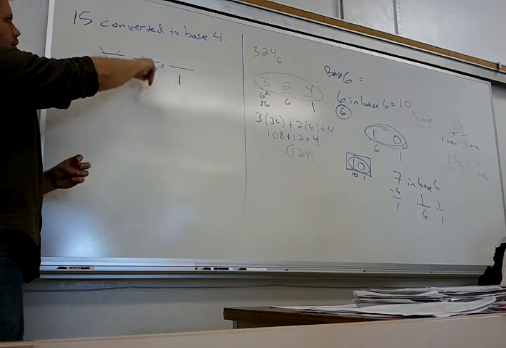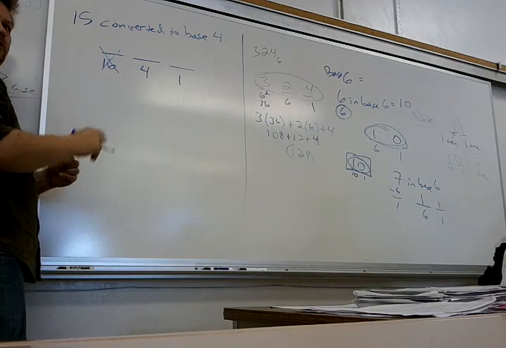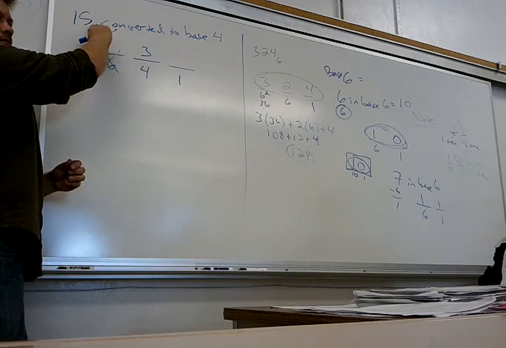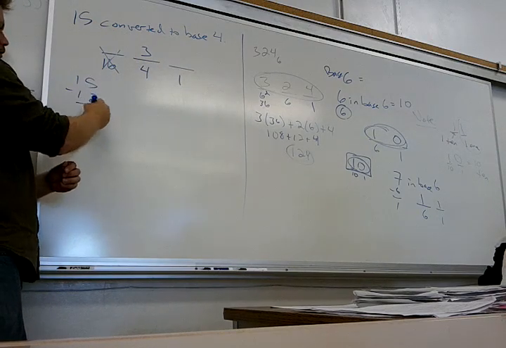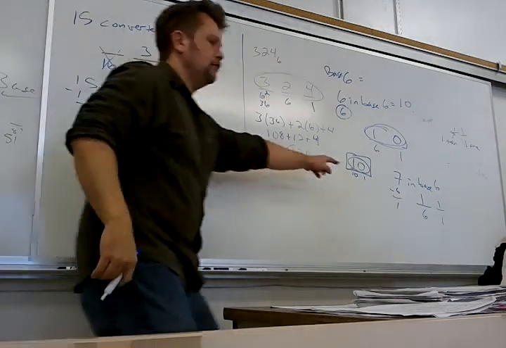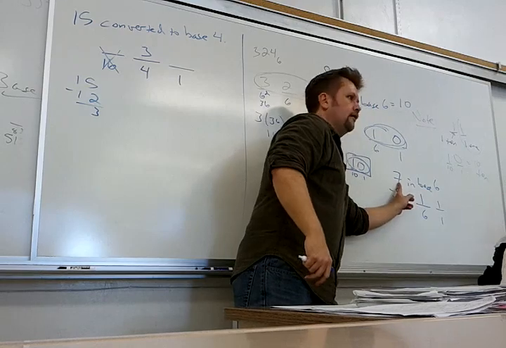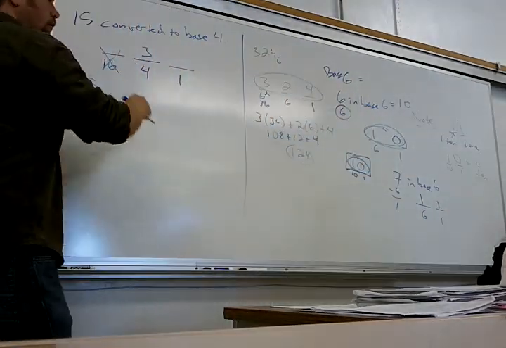So how many 4s are in 15? 3. Yeah. Aren't there 3 4s in 15? Yeah. What's the remainder? 15 minus 12? 3. 3 left over. And do you see, that's exactly what we did down here, isn't it? When we made 7 in base 6, there was 1 six, and 7 minus 6 leaves what? A 1, right?